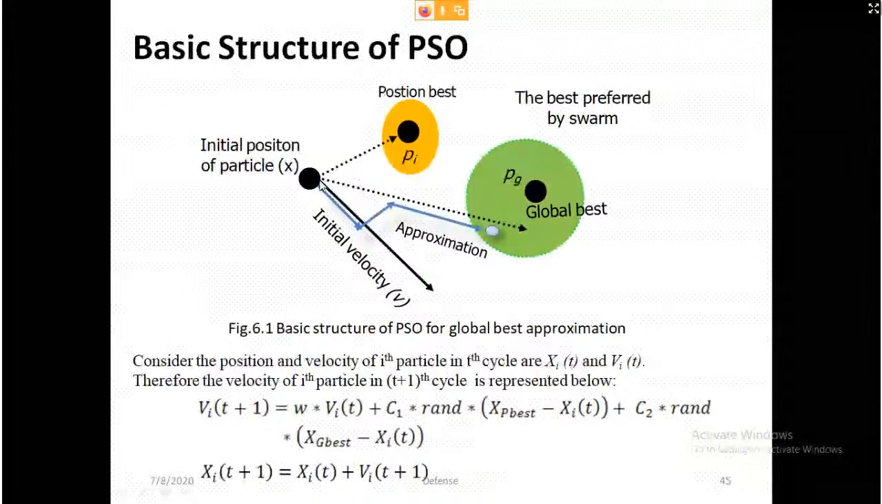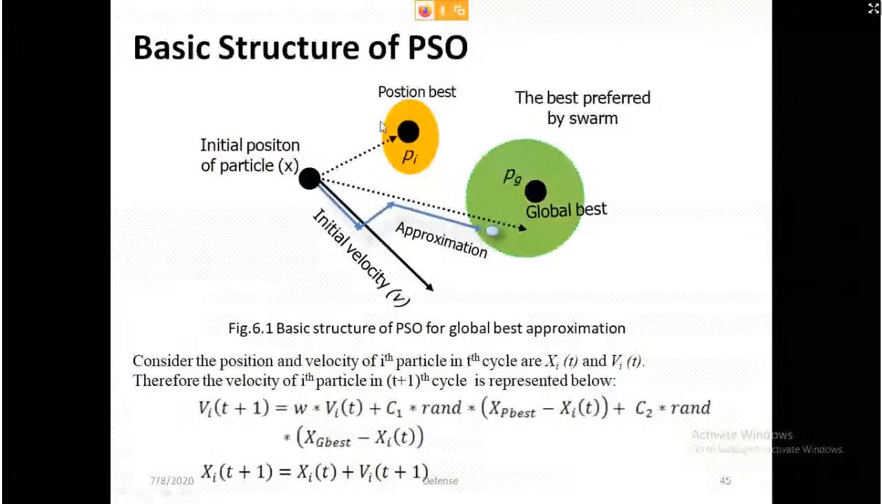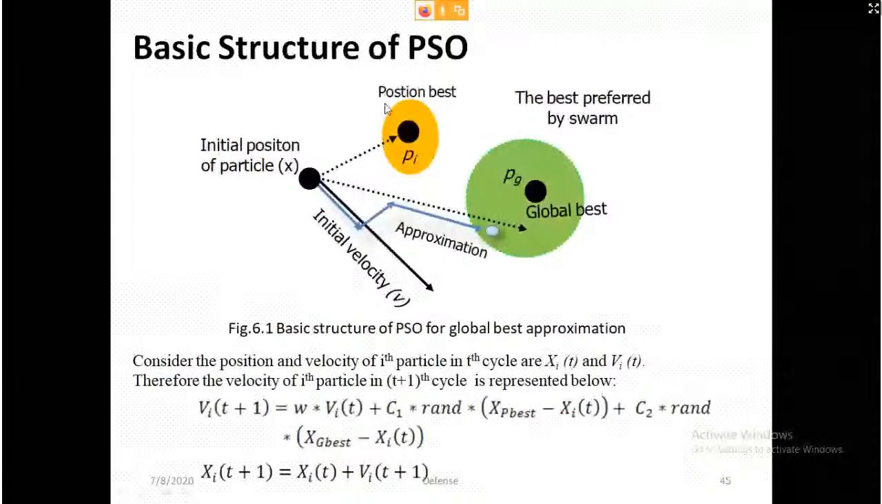Okay, so of course its initial position is x and initial velocity is v, but it is thinking of it as the best position. Then in the group of birds, every particle will have its own position best. Among all these position bests, they will come to conclude one global best.